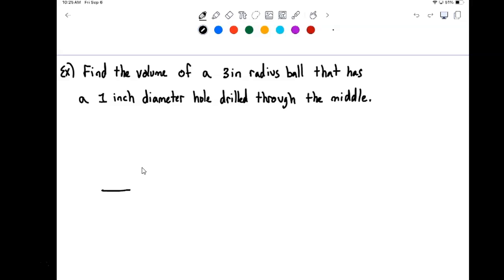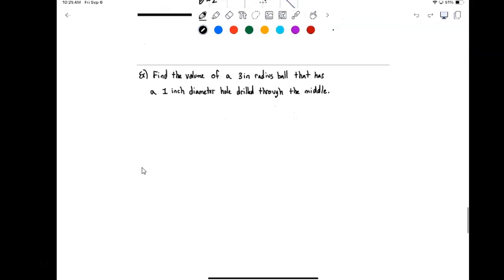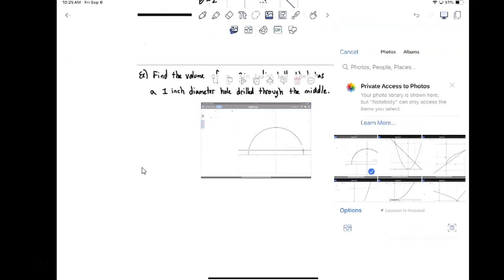Okay. Then we have to understand for our semicircle, what's it going to mean to drill out a hole from the center? Well, that means that if we have our semicircle, we're taking a flat line and cutting it out, and we're actually just going to be looking at this region right here. So that's the idea. Let me paste in my graph from Desmos so it looks a little bit nicer.